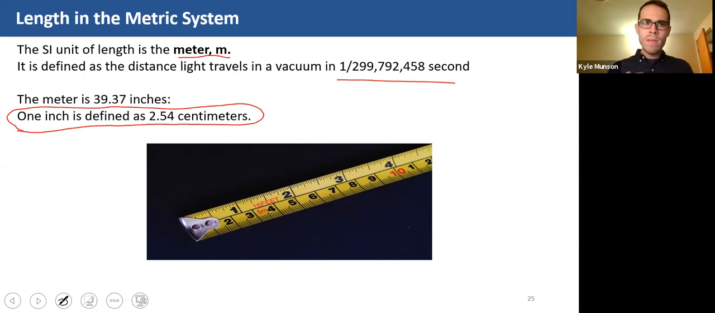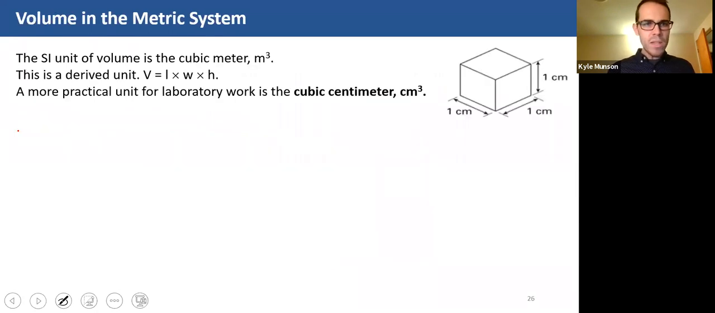Okay, so that's length. In the metric system, it's a meter. Volume, its SI unit is a cubic meter. So length times width times height of a cube is its volume. And for more practical laboratory units though, we use a cubic centimeter. So kind of the same idea. A cubic meter is quite a lot of material to work with in the lab. We work with smaller quantities. So we're going to use a cubic centimeter as the unit for volume.